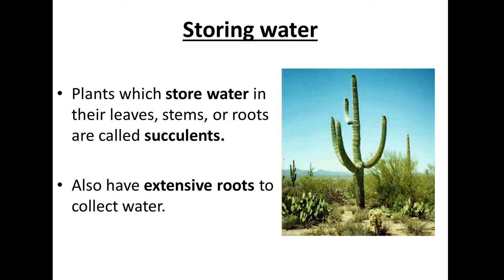Some cactuses also store water. They have fleshy stems, so they're known as succulents. They also have quite an extensive root system, so they'll have quite short roots to catch any surface water if there's a flash flood, but they'll also have really long, deep roots to get any water that might be in pockets deep underground.